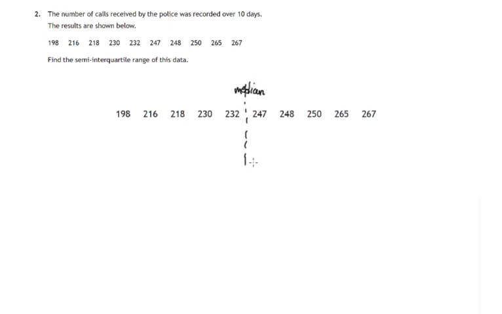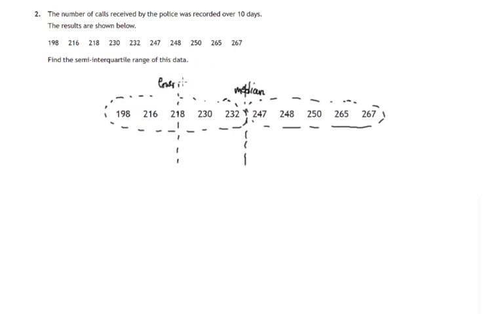So let's do that procedure to the bottom half, the lower half of this data. The median divides the data into two sections, the lower and the upper half. So we'll take the lower half and work out the median of that. Five numbers, middle number 218. That's called the lower quartile.